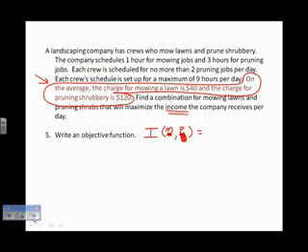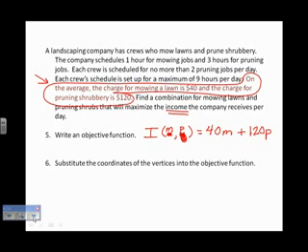How do I maximize income? Well, if I get $40 average per lawn or per mowing job, that's going to mean I take 40 times the number of mowing jobs I have, and I get an average of 120 for pruning shrubbery. So I'm going to add that to my mowing. So my income function is I of M, P is equal to 40M plus 120P. So there is my objective function.